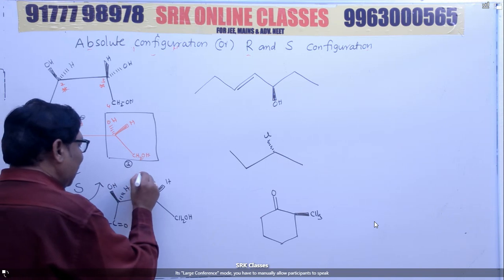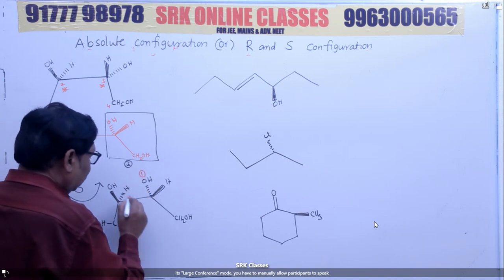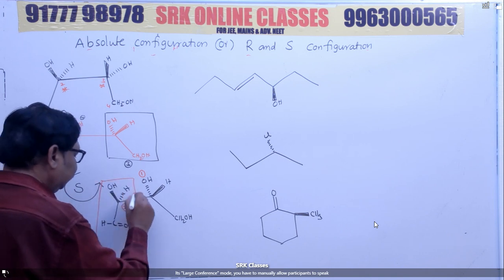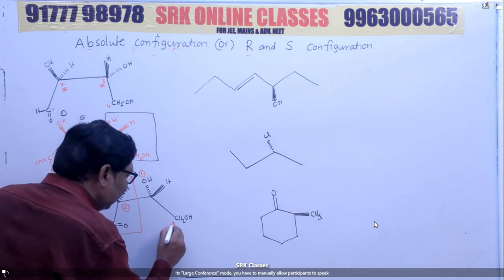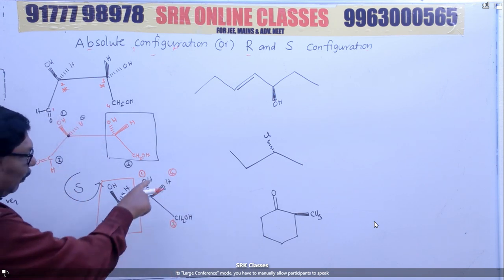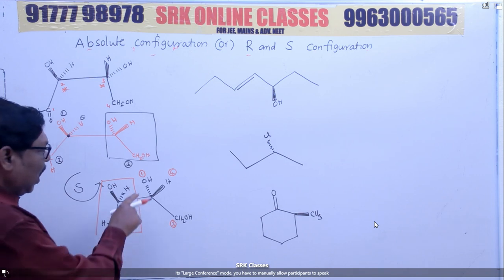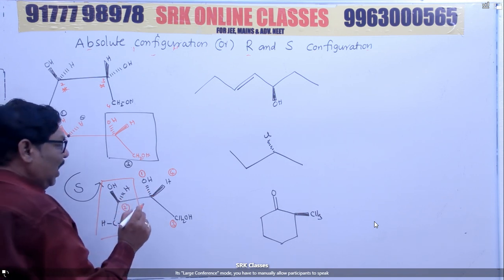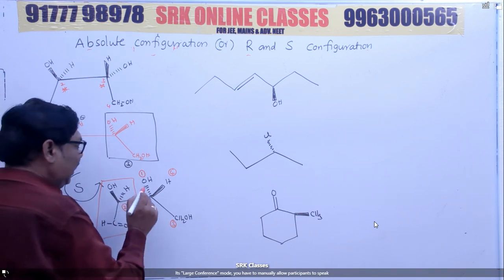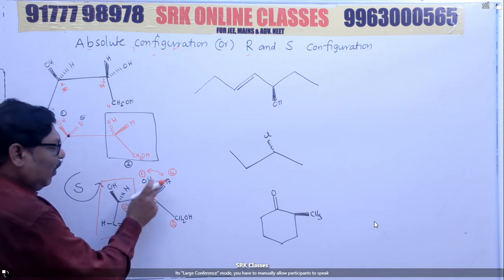This is number 1. Now this becomes number 2, this total part. And this becomes 3, and now this becomes 4. The fourth priority group is in solid wedge. It should be on dotted line. Therefore, one interchange. One interchange means OH will be here and hydrogen.